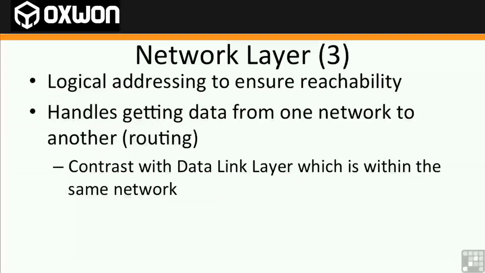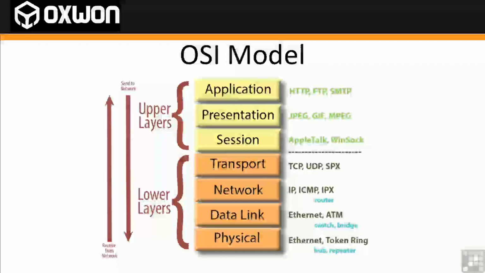So we need a logical address to ensure that we can get messages from one network to another network reliably. So we have a logical address at the network layer. And in this case, if we go back to the model diagram, you'll see IP is actually at the network layer. So IP and the IP address actually sits at layer 3 at the network layer.